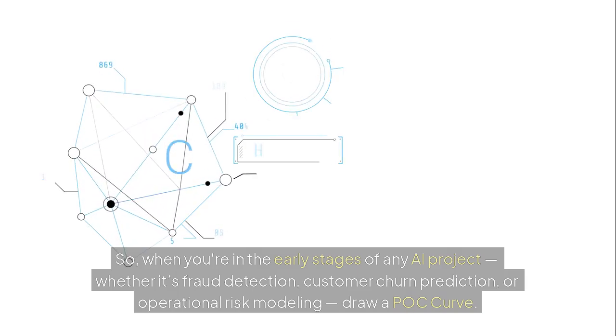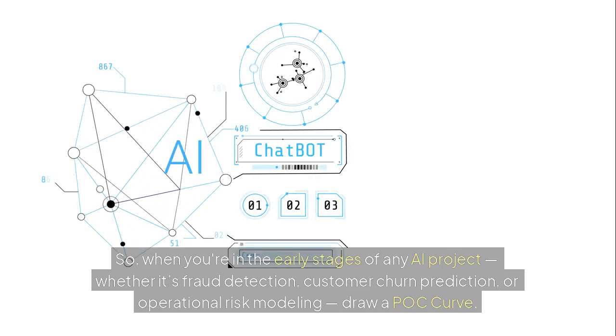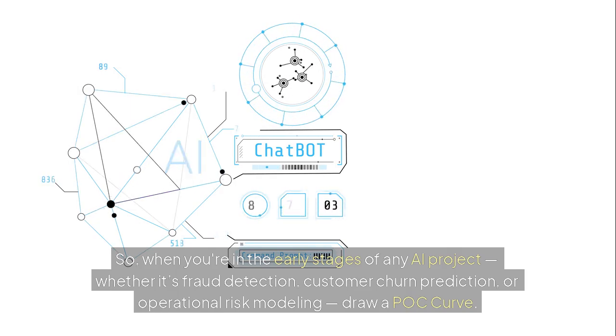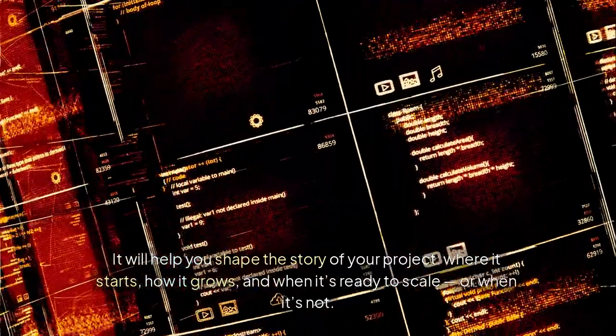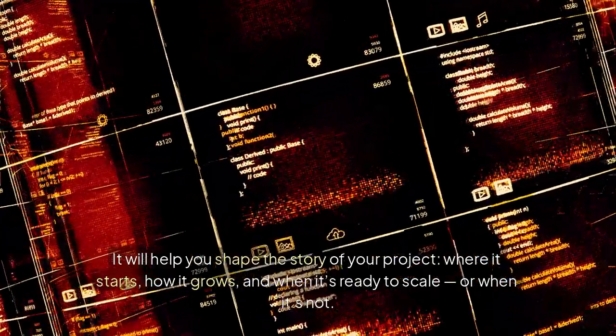So, when you're in the early stages of any AI project, whether it's fraud detection, customer churn prediction, or operational risk modeling, draw a POC curve. Even a rough one. It will help you shape the story of your project, where it starts, how it grows, and when it's ready to scale, or when it's not.